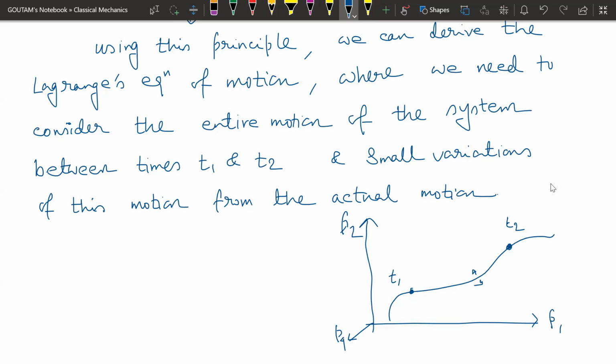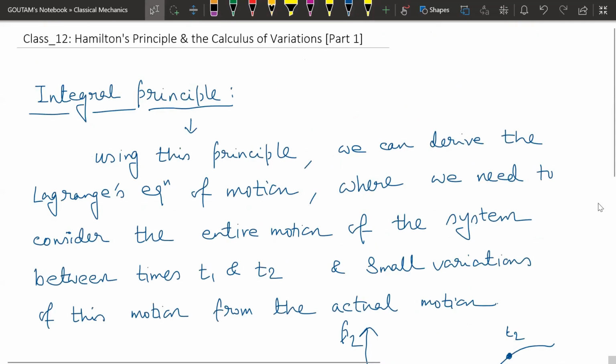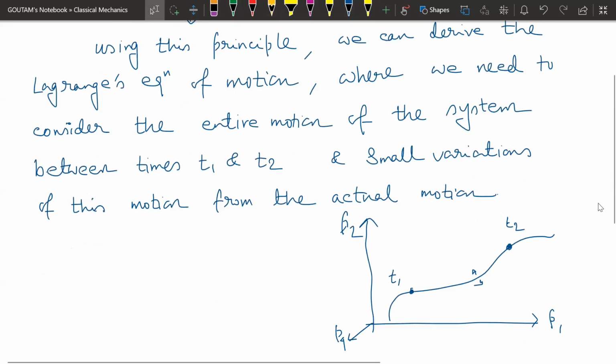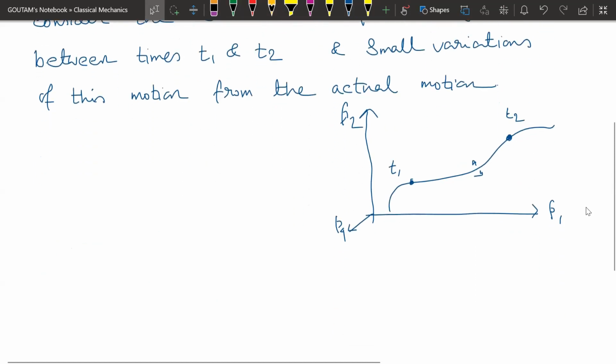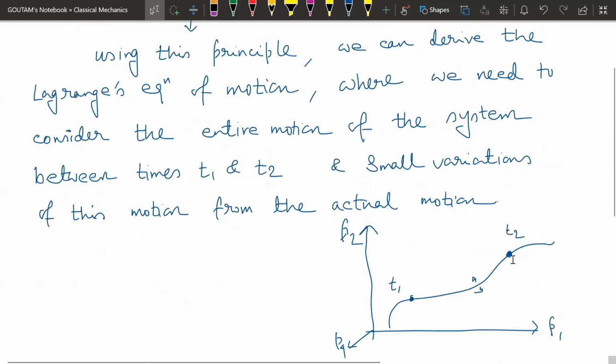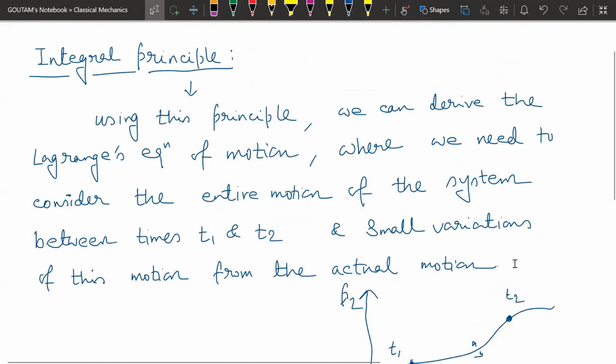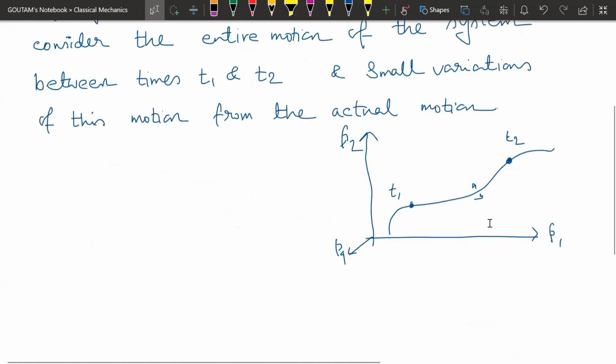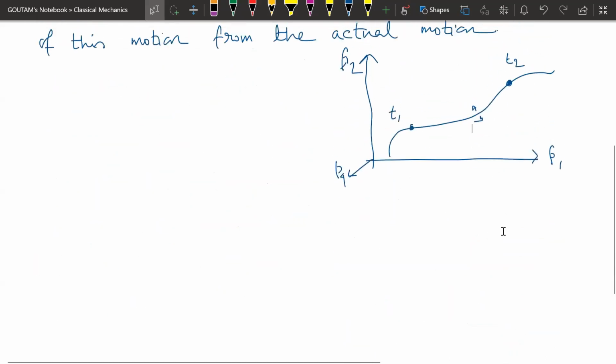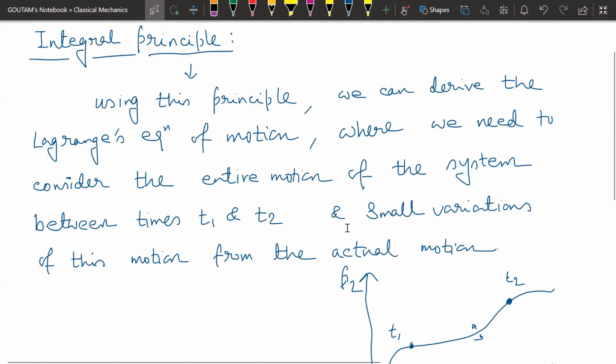And then after that we will use some principles which we call Hamilton's principle to derive the Lagrange's equation of motion. So that's the whole idea of an integral principle, where we consider the entire motion from this initial point to final point, and for this entire motion we use the small variations of that to derive the Lagrange's equation from Hamilton's principle. So that's the idea of integral principle.